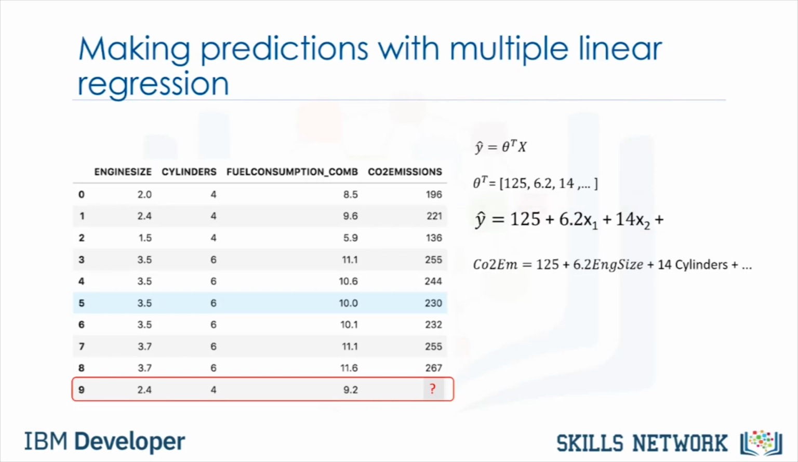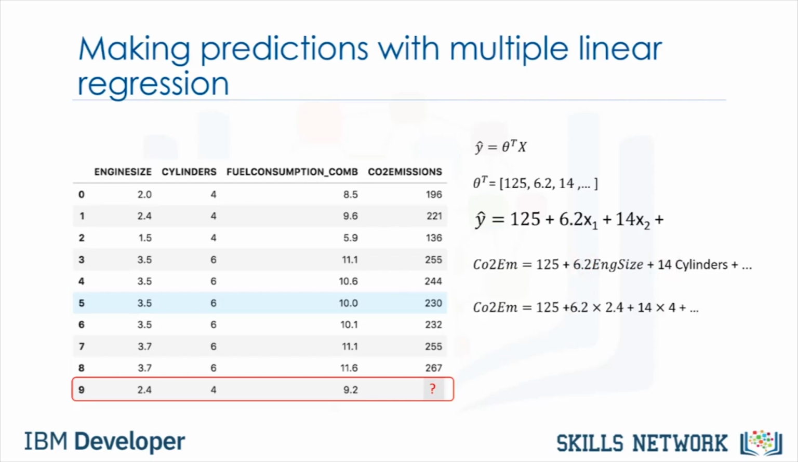If we map it to our data set, we can rewrite the linear model as CO2 emissions equals 125 plus 6.2 multiplied by engine size plus 14 multiplied by cylinder, and so on. As you can see, multiple linear regression estimates the relative importance of predictors. For example, it shows cylinder has higher impact on CO2 emission amounts in comparison with engine size.